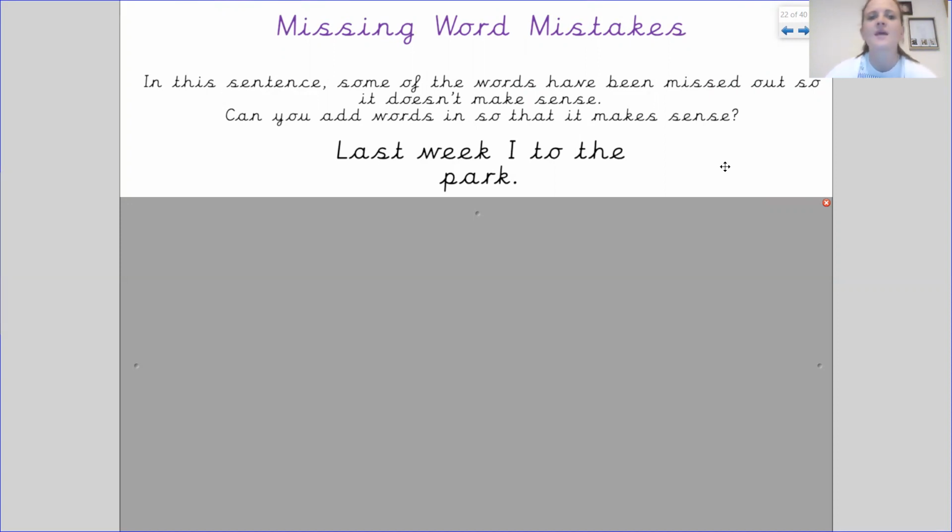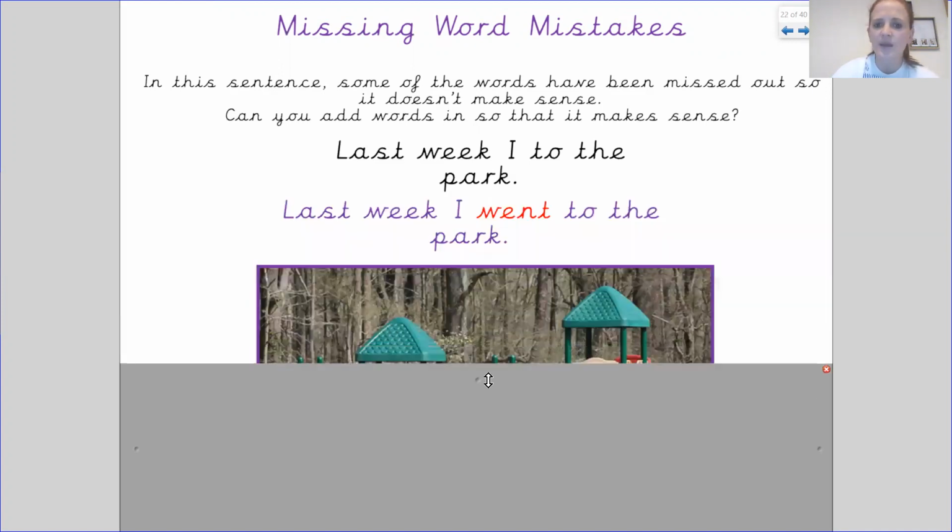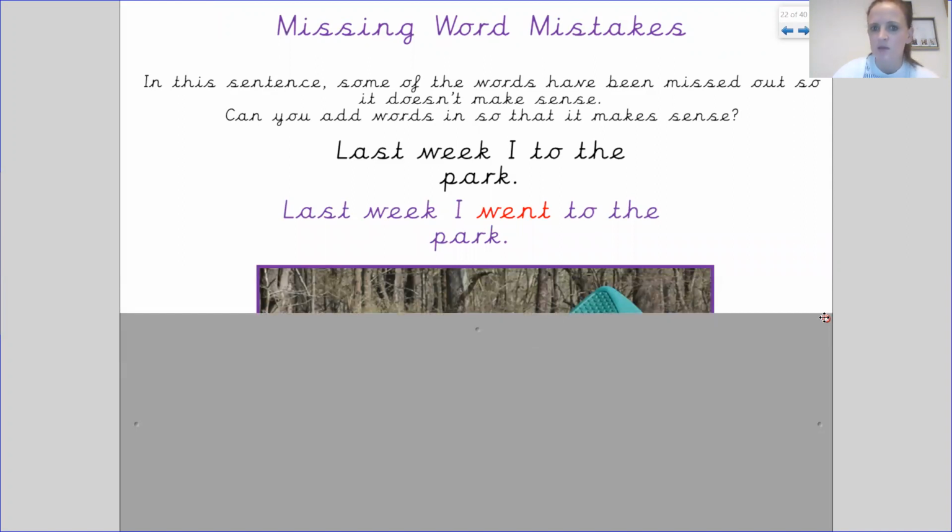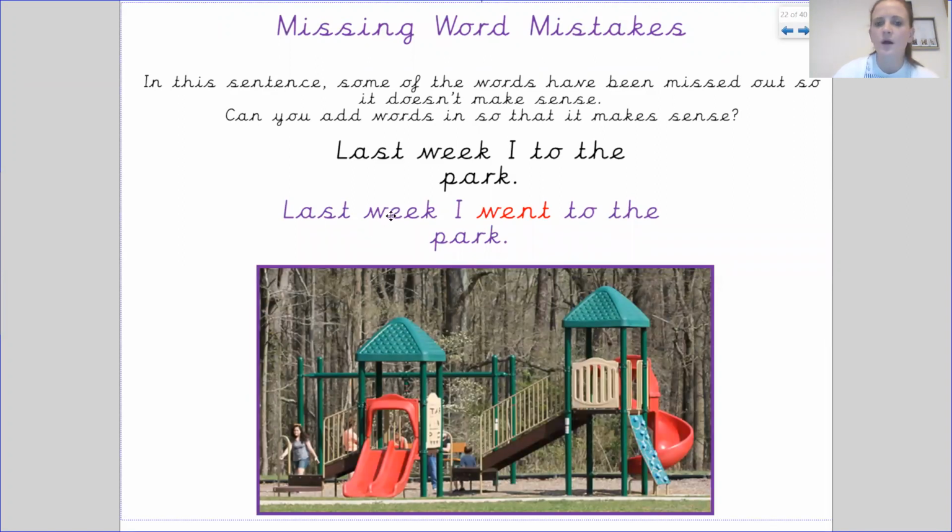So one of them is missing word mistakes. Sometimes when we write words out without realizing, we may miss out one or two words from the sentence that we have written. So in the sentence that I have got there, some of the words have been missed out, so it doesn't make sense. So can we add words to this so that it does make sense? So it says, last week I to the park. So give it a pause, give it a think. What do you think is missing? Right, last week I went to the park. So the missing word there was went.